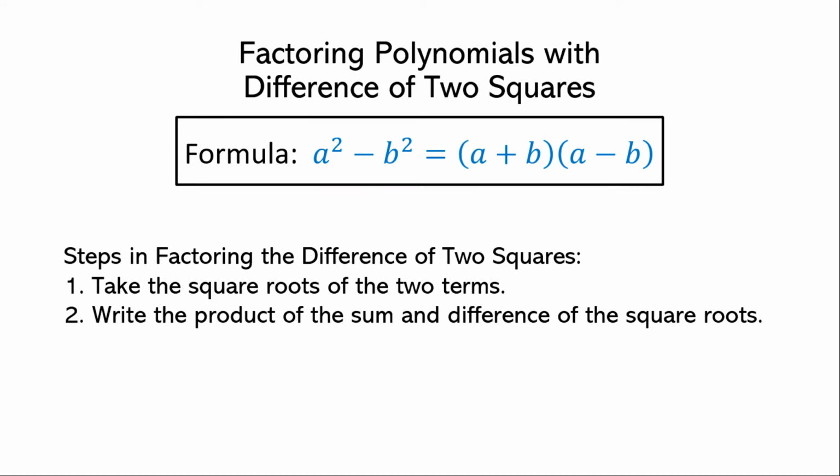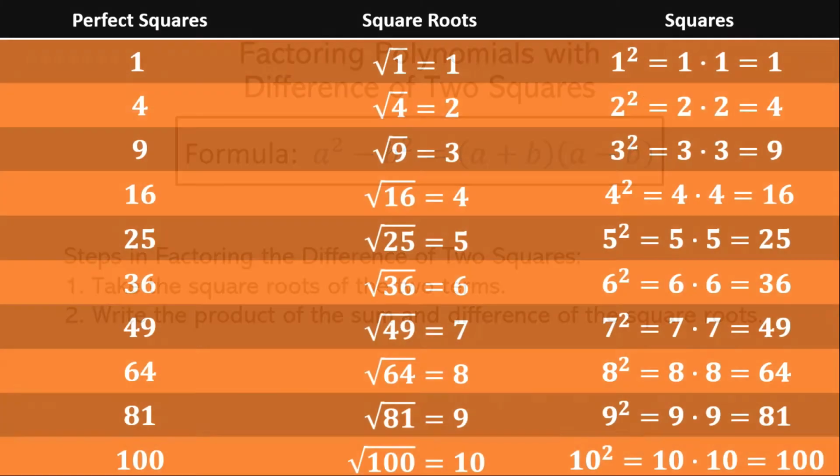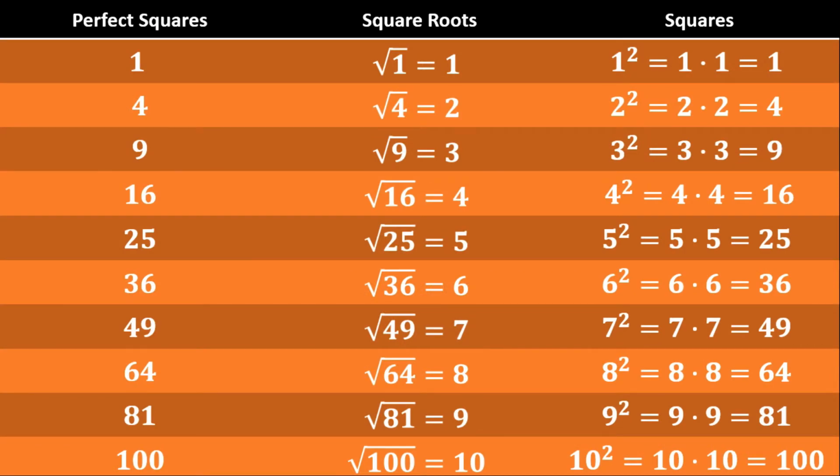The steps are: number 1, take the square roots of the two terms. Number 2, write the product of the sum and difference of the square roots. So before we proceed, let's have here the review for perfect squares, square roots, and squares.